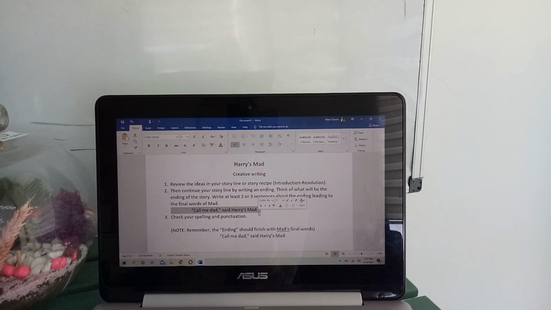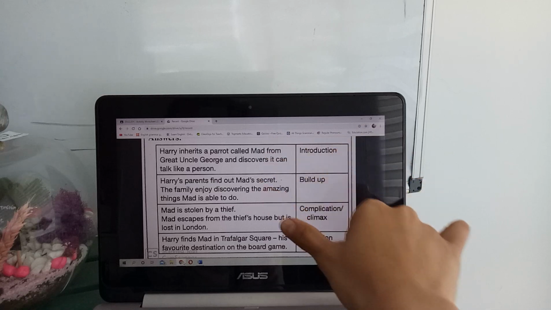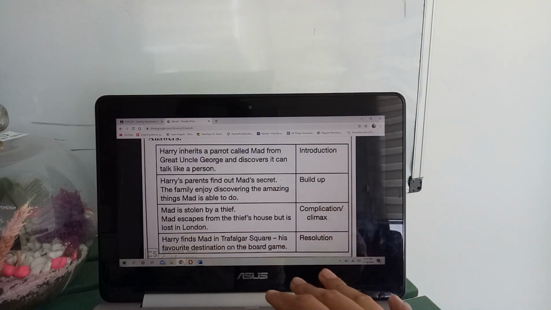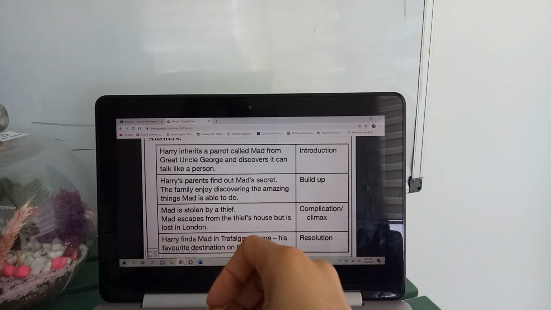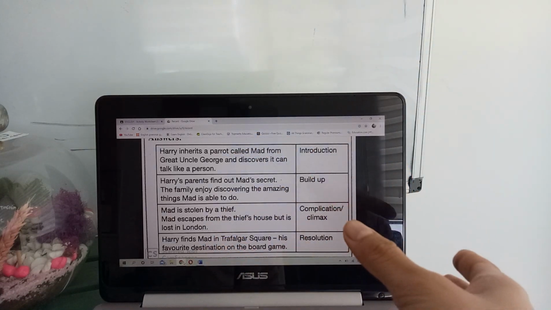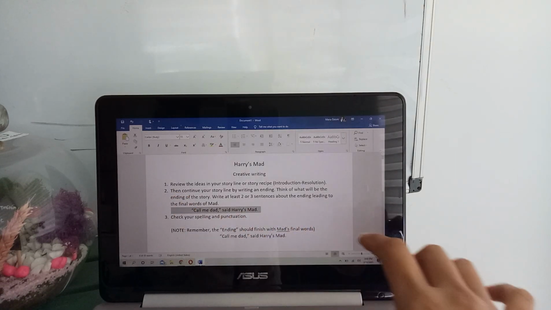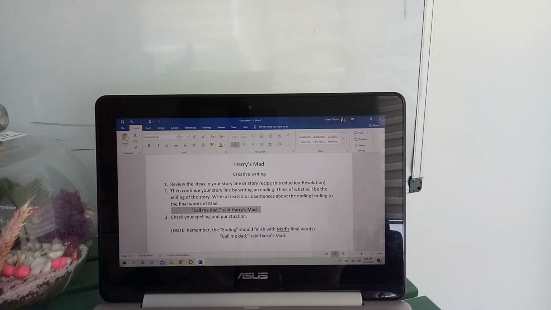All right? So, questions that you might ask for the activity. Are you supposed to continue on your homework or activity from yesterday because you already did this? Yes, you can continue. On your notebook, you already wrote this. Under your resolution, you can write "Ending," and then write two or three sentences about the ending that you think will happen in the story. And remember, the last line should be, "Call me Dad," said Harry's Mad. So what do you think? How can you combine the idea of your ending with this last line?